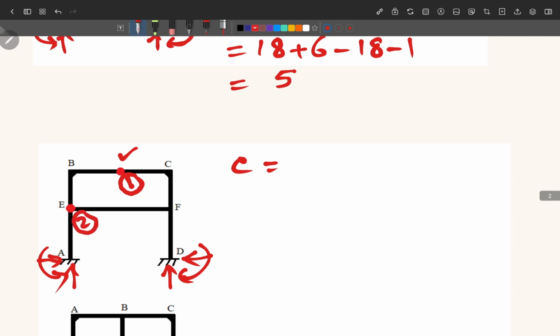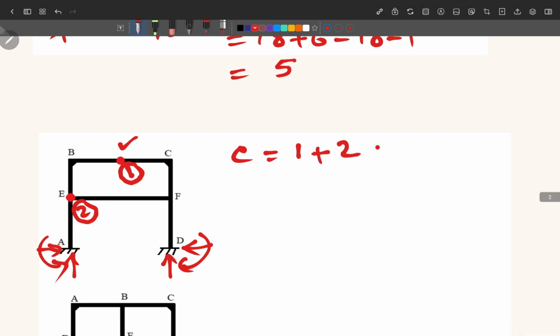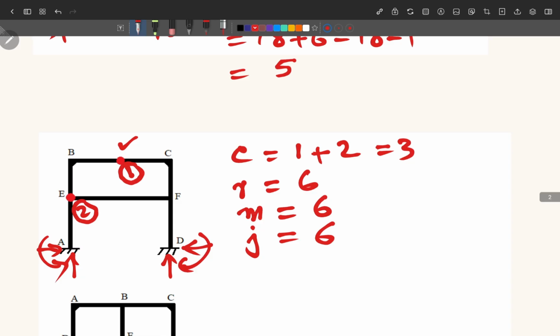As I told you, it will be equal to the number of members connected with the internal hinge minus 1. So from these 2 internal pins, we have to count the value of C. So it will be 1 plus 2. So the value of C is equal to 3 in this case. Reactions equal to 6, members equal to the same as you have seen in the previous one, M is equal to 6 and J equal to also 6, right?